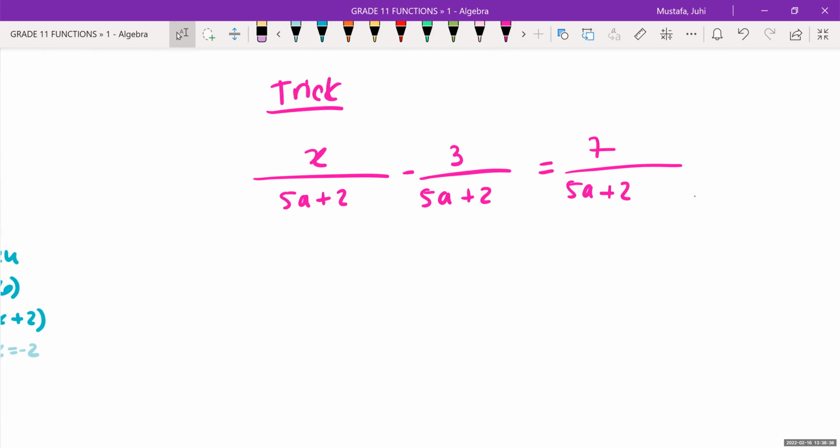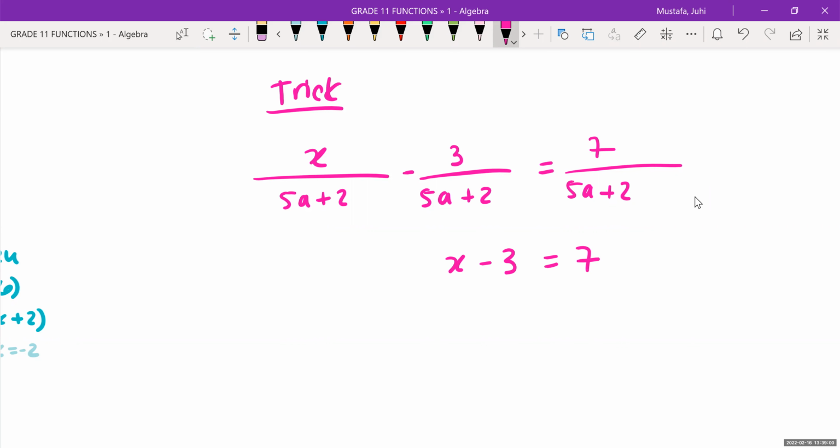When you have a bunch of rational expressions that have the same denominator, what you can do is rewrite this question without any of the denominators. You can get rid of all of the denominators. So this question is essentially the same as x minus 3 is equal to 7. Why does that make sense?